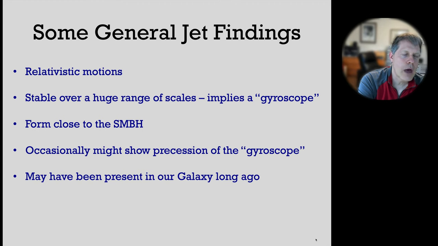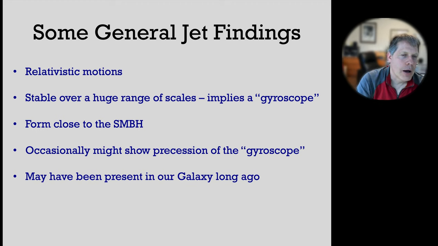Specifically, I want to talk about how we know these jets have relativistic motions. I want to talk about how these jets are stable over a huge range of scales, implying that there has to be a kind of gyroscope in these systems that keeps the jets stable and pointed in the same direction for tens of millions of years.